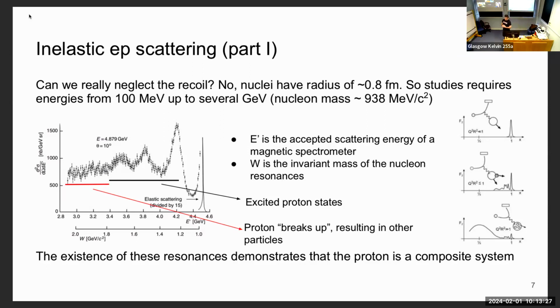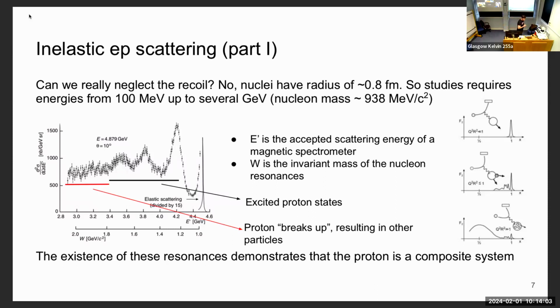The answer is no, because then we're talking about energies from 100 MeV to several GeV, and this is the radius of a proton, and this is its mass. So we cannot really neglect that. So it's not really an elastic scattering, right? If you consider the recoil effect.